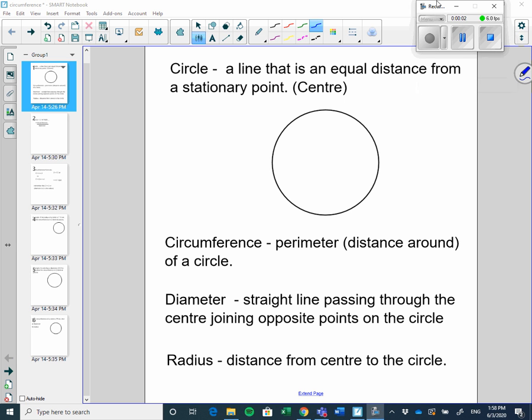Hi there, this is grade 9 Transmath, and this is unit 5, I believe it is, geometry. This will be lesson 5, I believe. And today we're going to talk about the circumference of a circle.